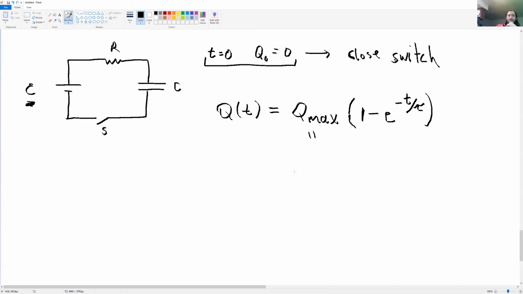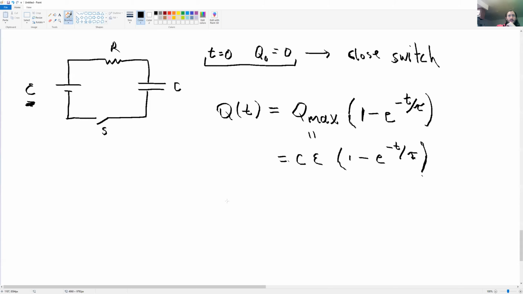Well, Q max is going to be the capacitance of the capacitor times the voltage source, which is E in this case. It's just given in this problem as E instead of delta V. You may have seen the formula with delta V before. Well, in this problem, we were given E, not delta V, so I put E instead. But if you had C times delta V, 1 minus e to the minus t over tau, that is the correct answer.